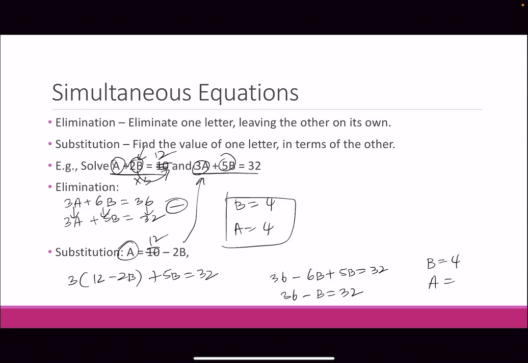And then we found out before a equals 4 using this equation here, if you sub b into that equation. So either one works. Both take around the same number of steps. It doesn't matter which one you use. That's for your judgment in terms of that question.